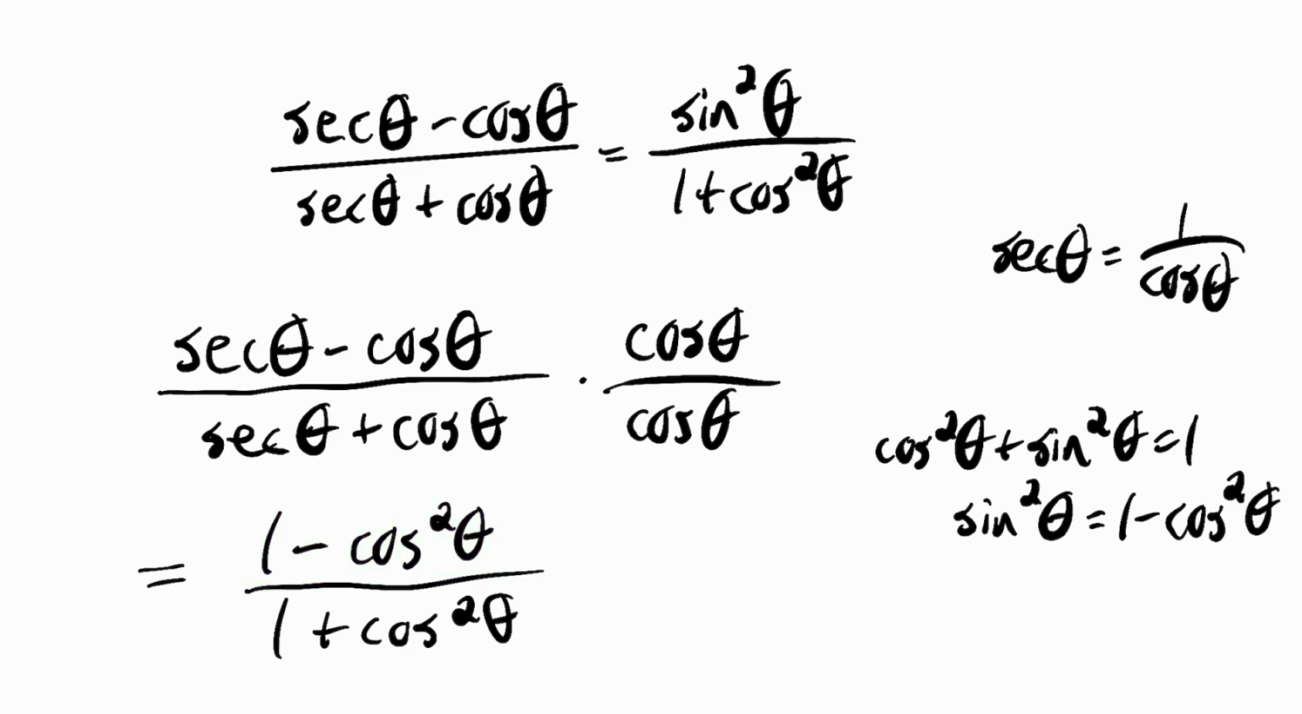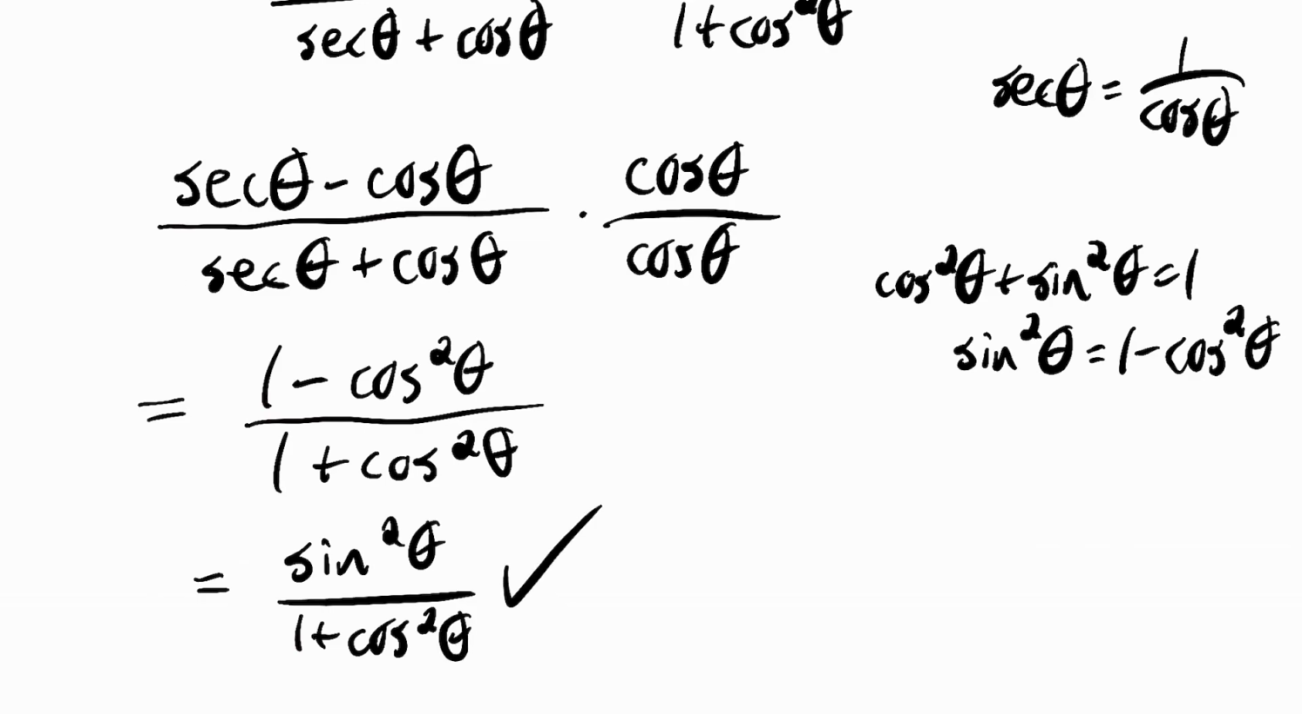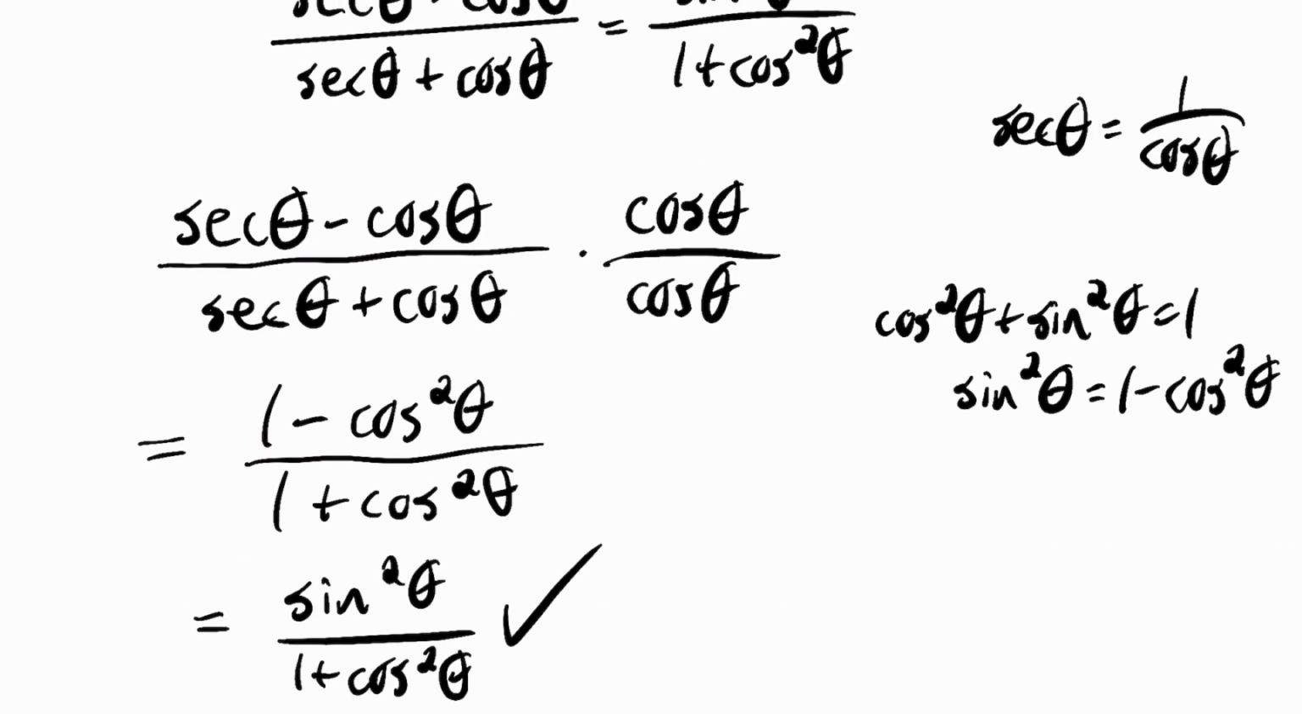So I can write that equals sine squared theta all over 1 plus cosine squared theta. And that's what I wanted to show. Okay. So by starting with the left-hand side and noticing, oh, secant, that's 1 over cosine, I can multiply by cosine to get rid of that, simplify it. That's what allowed me to do this problem relatively quickly.